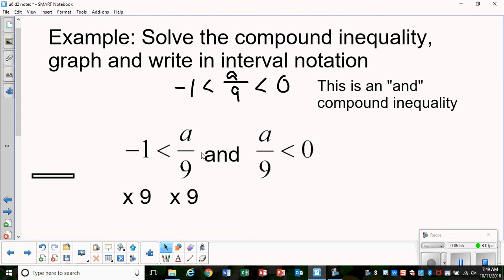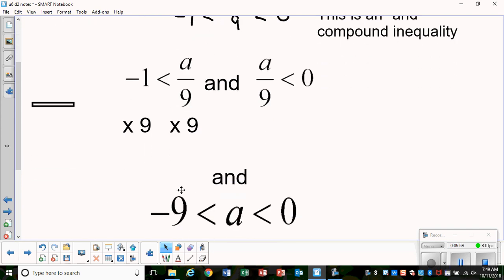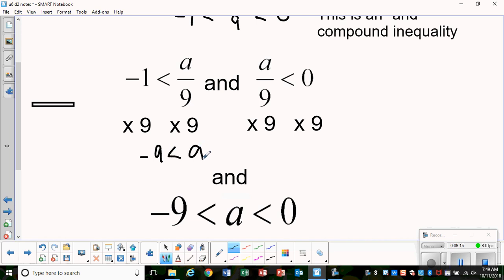So on both sides I'm going to multiply by 9. And on this side I get -9 is less than a. Over here I multiply both sides by 9 and I get a is less than 0, because 9 times 0 does nothing.